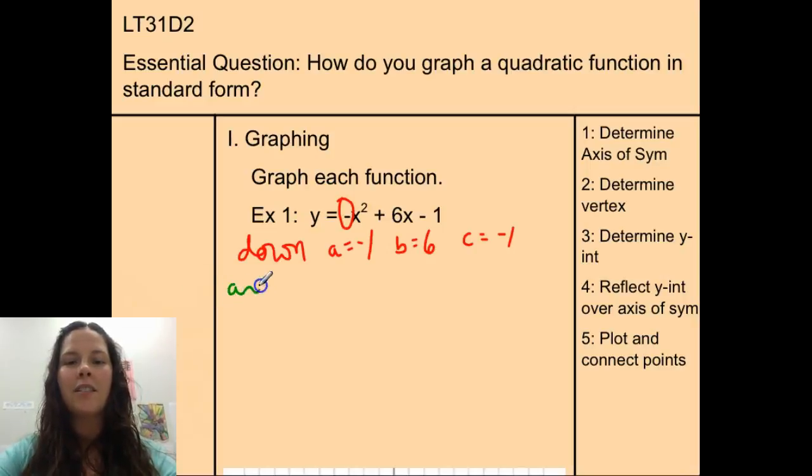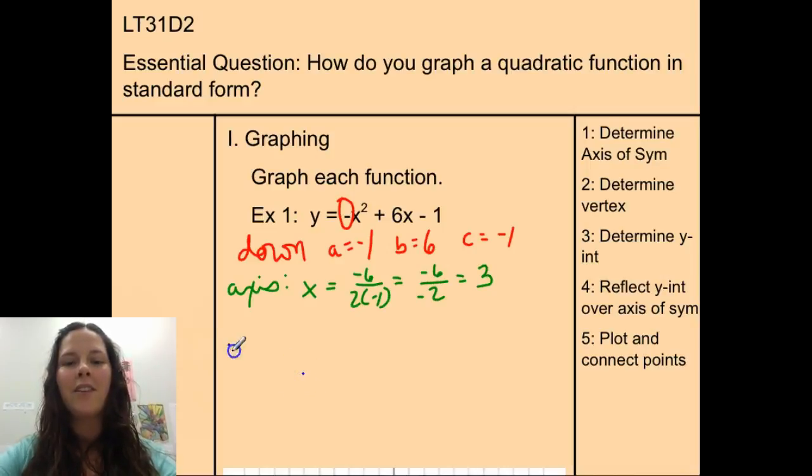Next, we'll find our axis of symmetry by using that x equals the opposite of b over 2a formula. Opposite of b is negative 6 over 2 times a, which is negative 1. Negative 6 divided by negative 2, after we multiply, gives us 3. So that's our axis of symmetry.